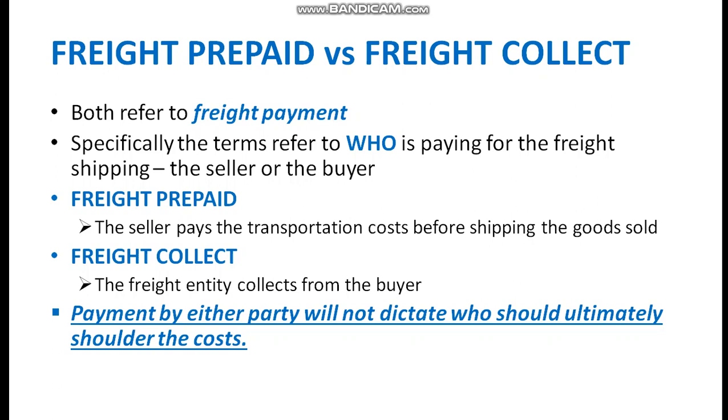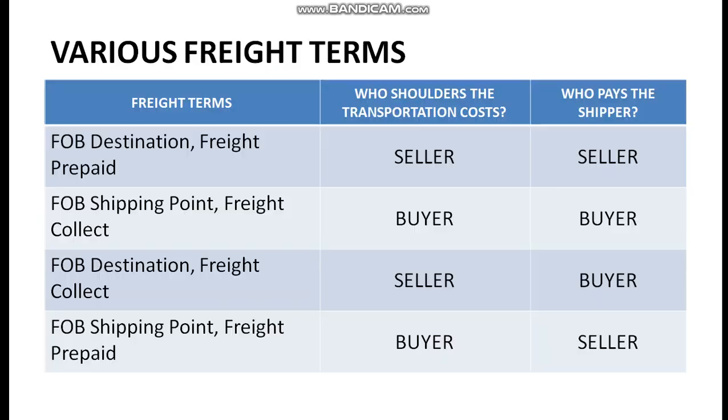FOB destination ba? Si seller dapat magbayad. FOB shipping point ba? Si buyer ang dapat magbayad. So, we have here the various freight terms. So, sa first column, makikita natin, freight terms. Second column, who shoulders the transportation cost. And the third column, who pays the shipper. FOB destination, freight prepaid. Who shoulders the transportation cost? Si seller. Sino nagbayad? Si seller. O match sila. So, walang problema.